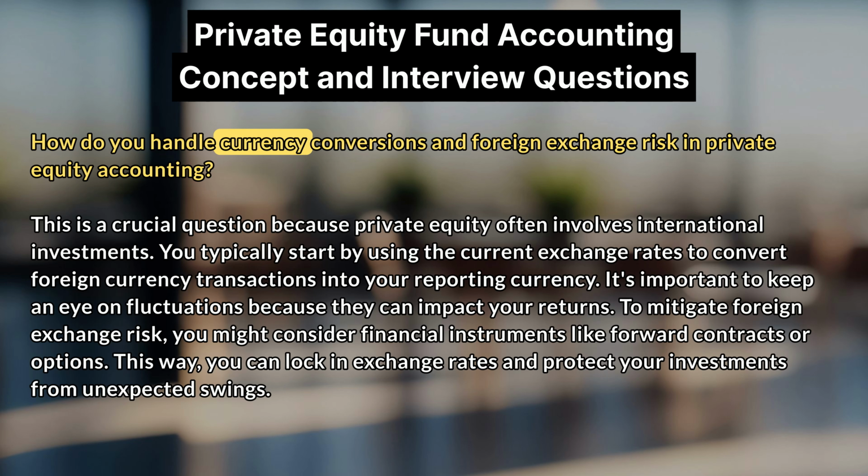How do you handle currency conversions and foreign exchange risk in private equity accounting? This is a crucial question because private equity often involves international investments. You typically start by using the current exchange rates to convert foreign currency transactions into your reporting currency. It's important to keep an eye on fluctuations because they can impact your returns. To mitigate foreign exchange risk, you might consider financial instruments like forward contracts or options. This way, you can lock in exchange rates and protect your investments from unexpected swings.